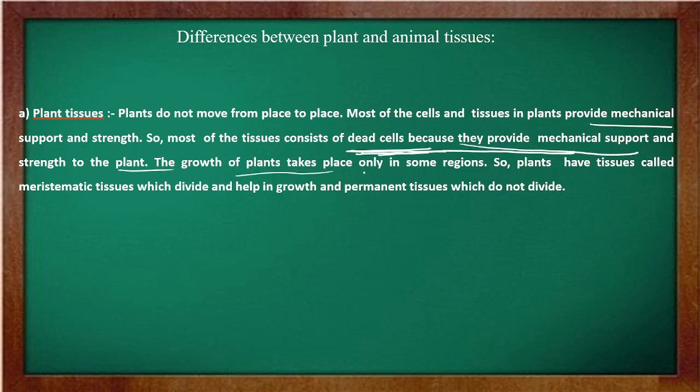The growth of plants takes place only in some regions. Plants do not grow in every region, they grow in some regions. So plants have tissues which are called meristematic tissues, which divide and help in growth, and permanent tissues, which do not divide. Meaning they have two types of tissues, one is permanent, another is meristematic. Meristematic helps in division and growth, whereas permanent tissues do not divide at all.